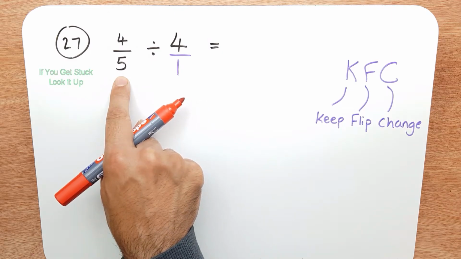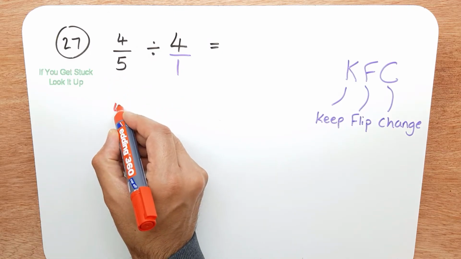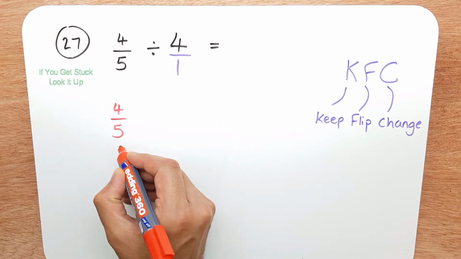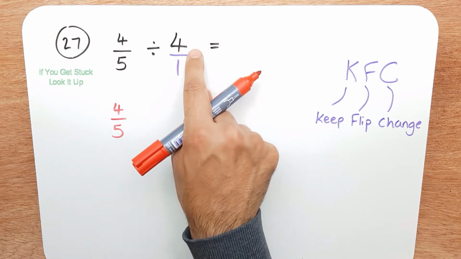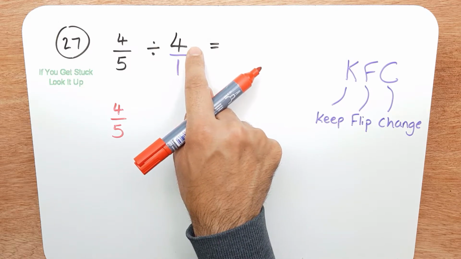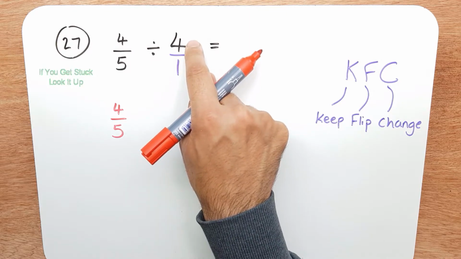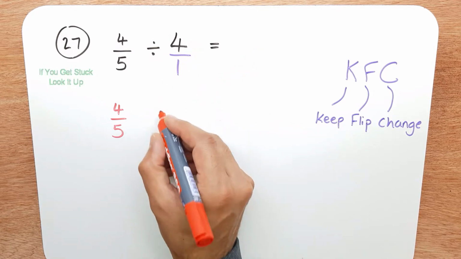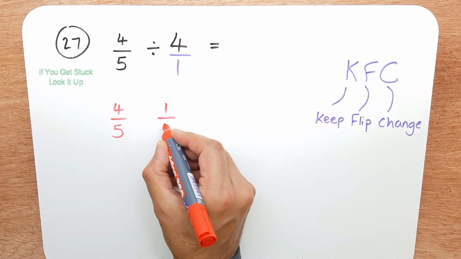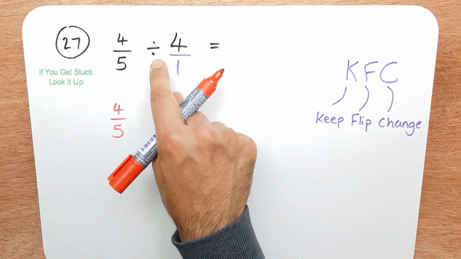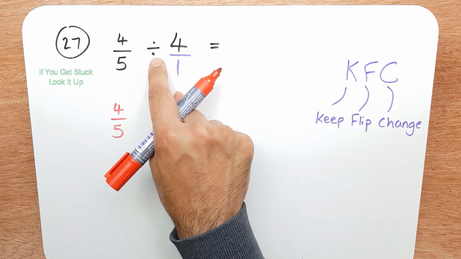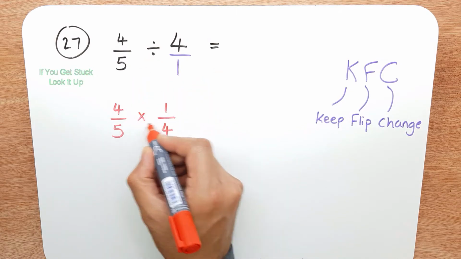So we keep the first fraction the same, that stays as 4/5. And we flip the second fraction. So the 1 goes to the top and the 4 comes to the bottom. So it becomes 1/4. And we change the divide to a times.